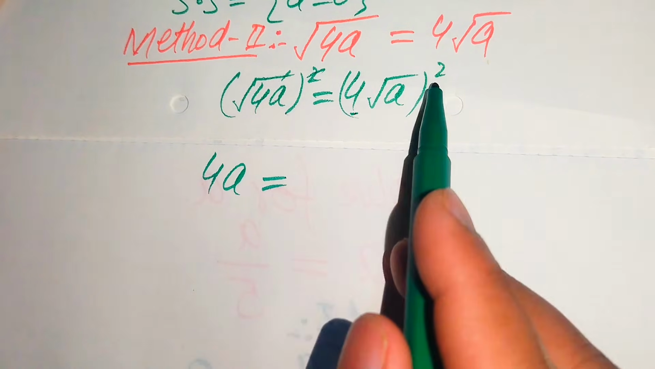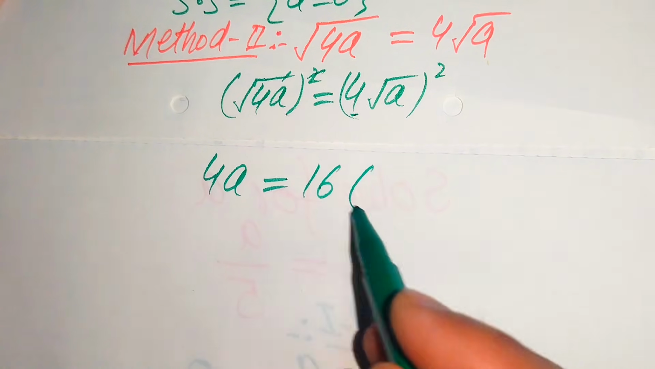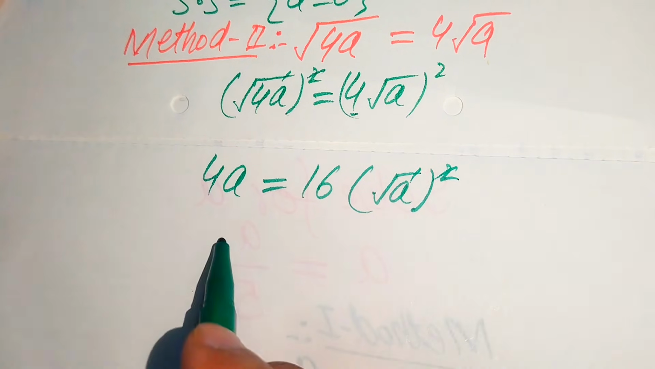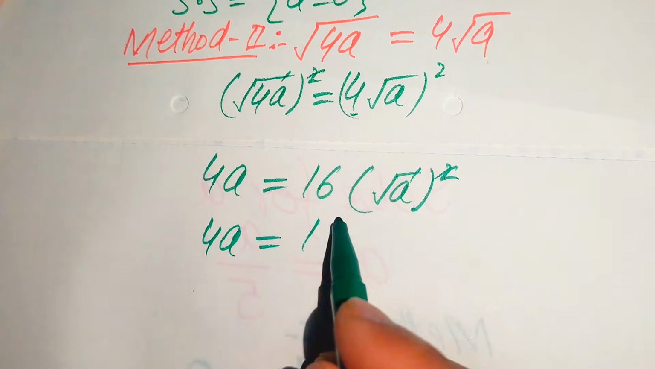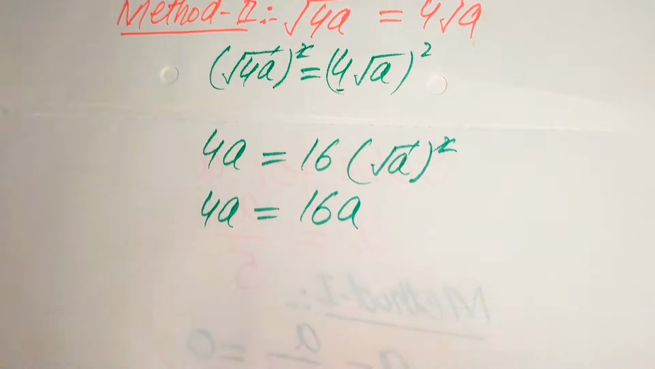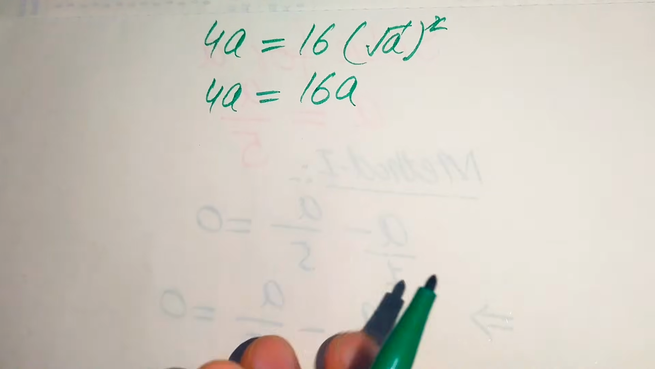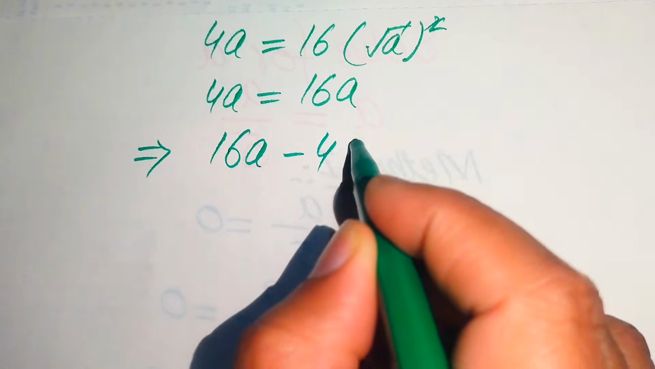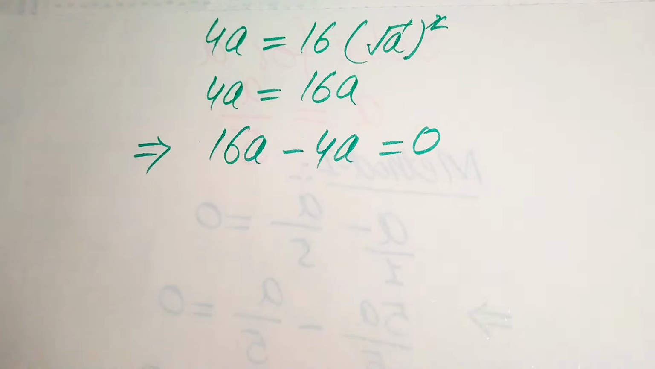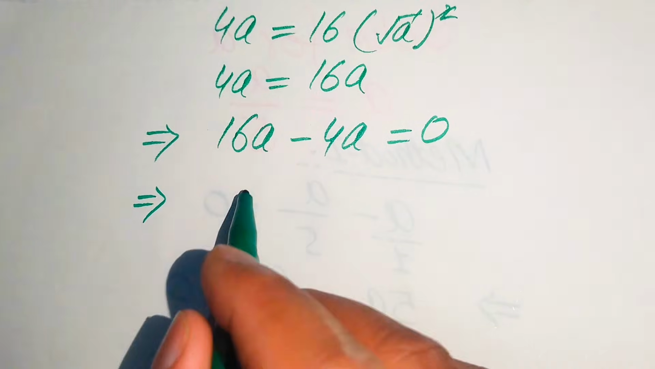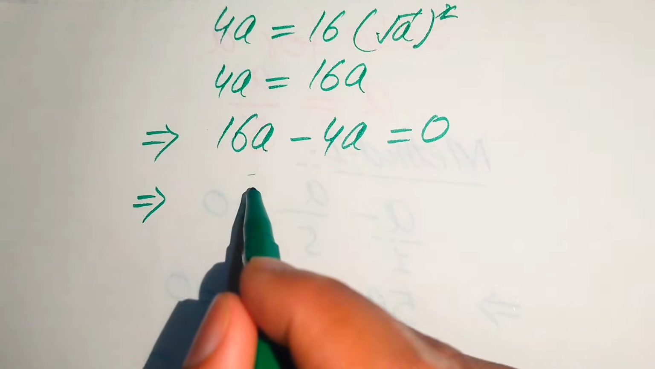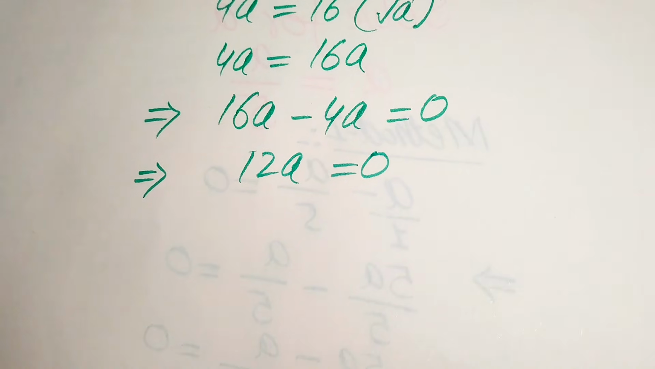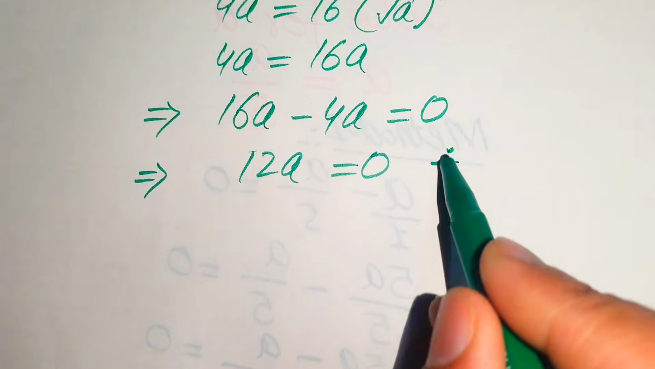which becomes 16 times the square root of a, whole squared. This 2 and this square root are gone, and we get 4a equals 16a. In the next step we move 4a from the left hand side to the right hand side, and it becomes 16a minus 4a equals 0. Now 16a minus 4a becomes 12a, and this whole equation equals 0.